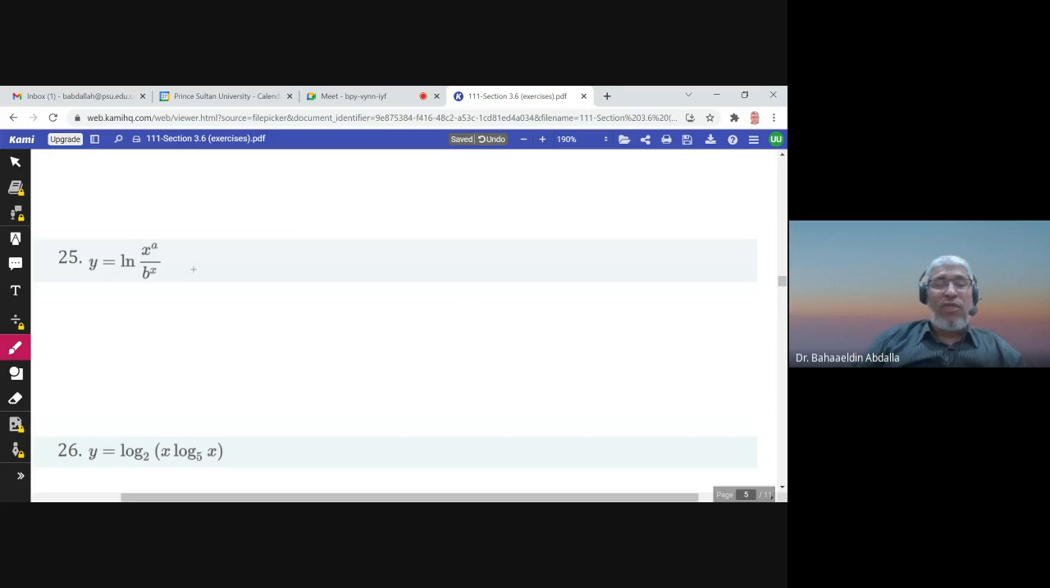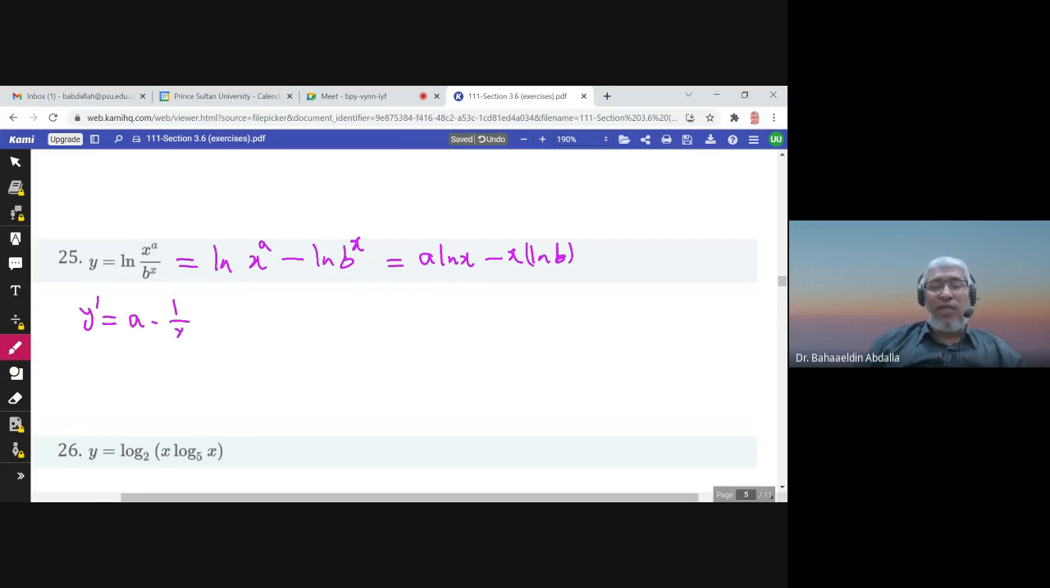Here also I will simplify first. I will expand. I will write it ln x to the power a minus ln b to the power x. Well, now I can also write it a ln x, more expanding, minus x times ln b. Now the derivative is derivative of a times ln x. A is a constant.